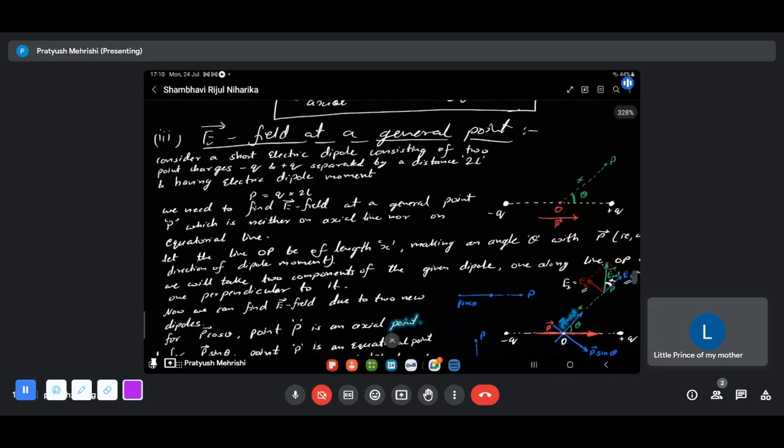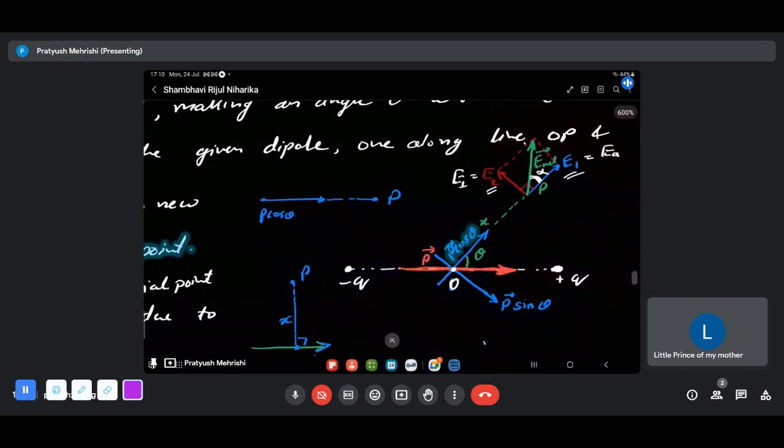Now, for a dipole at a general point, what can we do? For a dipole moment at a general point, we will take the components of the electric dipole in two ways, such that one component of the dipole moment is along the line joining that point from the center of the dipole, and another component is perpendicular to the line joining the center of the dipole. Okay, like this. See, this P.